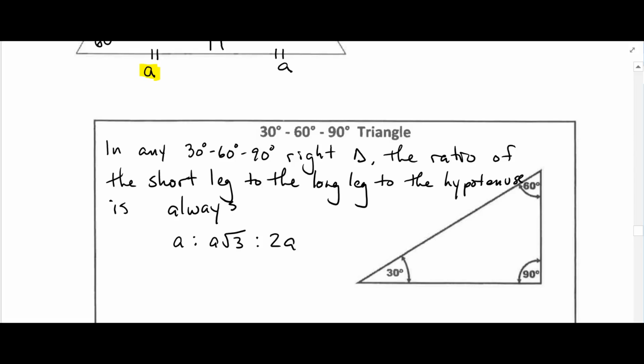So this value of a could be anything, and then the ratio would still be the same. Or how most of the time we're going to look at it, we're just going to reduce this down to 1 to root 3 to 2. Alright, and this is how we're going to use that ratio to help us solve problems.